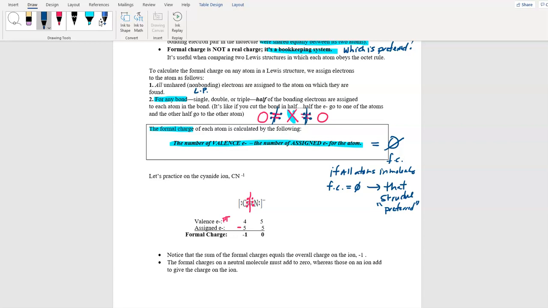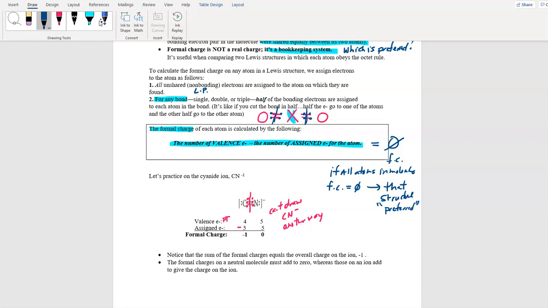So the name of the game is, if all of these were 0, that's the preferred structure. But you can't draw cyanide another way. It can't happen. You have to have another atom, like 3 at least, to actually be able to figure something out like this. I'm just showing you the math first. You know the example's coming.